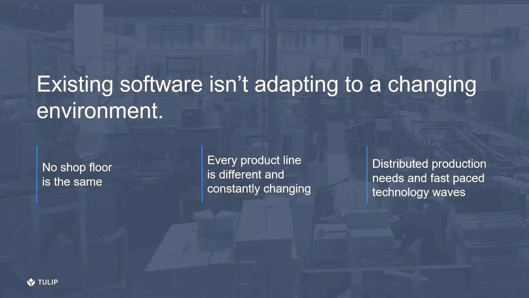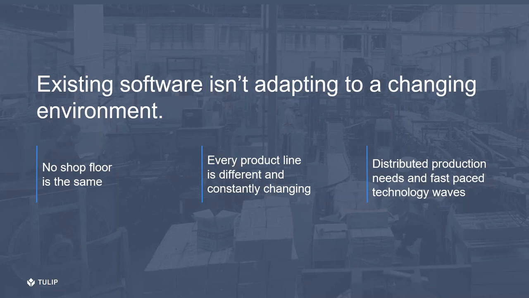And so if we look at existing software in this space, why is this not solving the problem that we're seeing today? Well, there's a few different challenges here that have to be confronted. The first is that every shop floor, every manufacturing operation is different. If you look across industries, the variability is incredible. But even within a specific industry, the variability from line to line, from operation to operation, from facility to facility, they're all a little bit different.